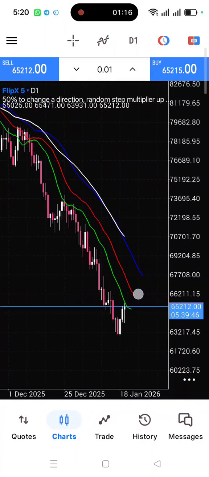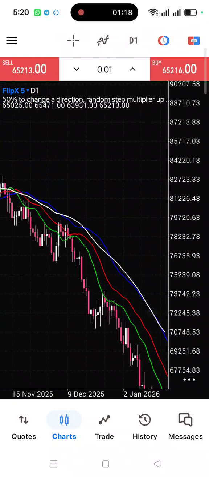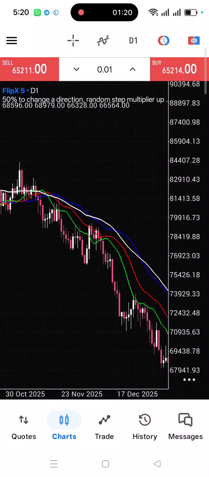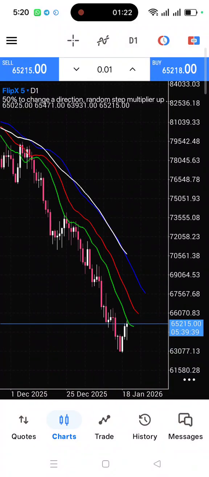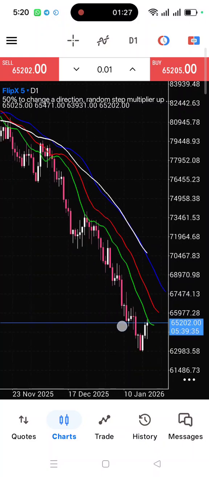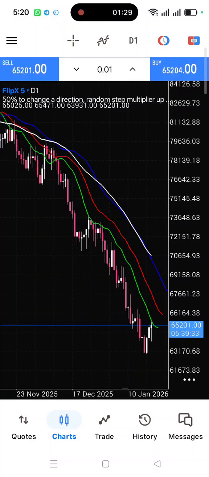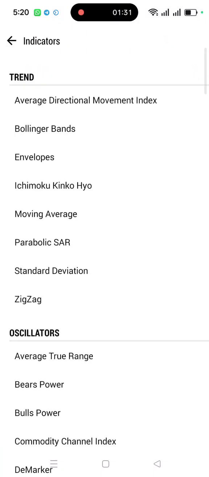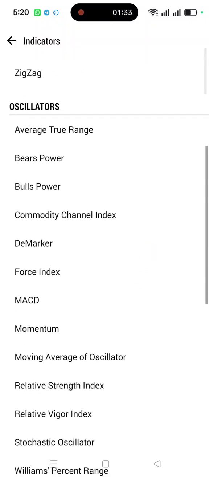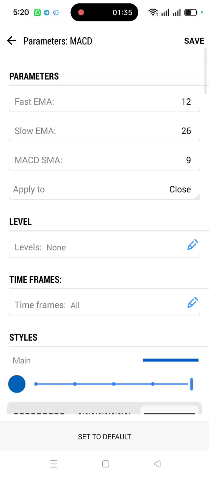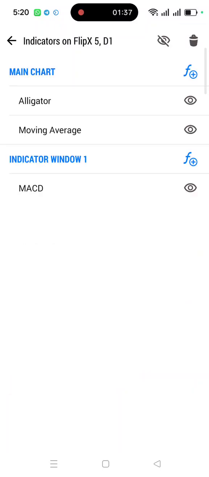Okay, so this is what we have as the strategy, right? This is what we have. So now we're going to be adding the third one, which is MACD. So I go and I add MACD. MACD, very simple but potent strategy. So I save default. Okay, so let's go back to the chart.